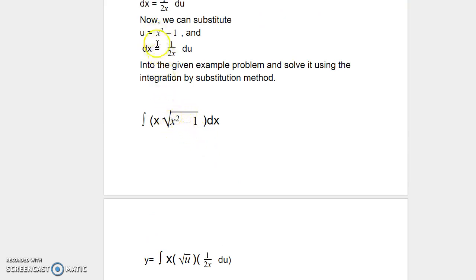whatever we've mentioned. Wherever we see x squared minus 1, we will substitute that by u, as shown here. Integral x times square root of u, square root of x squared minus 1, square root of u, and then instead of dx, I can write 1 over 2x du, as shown here.